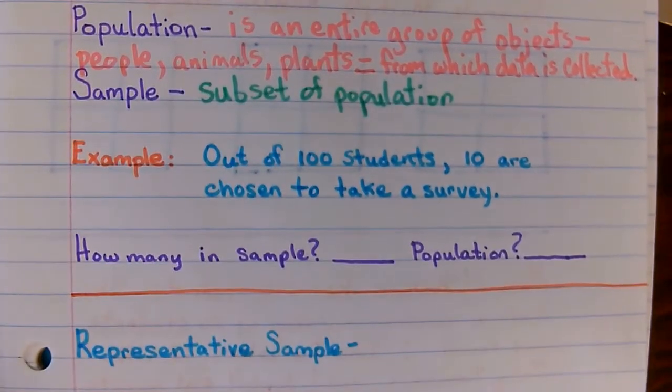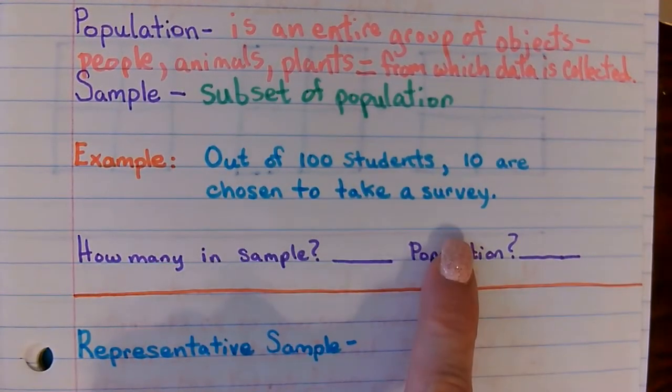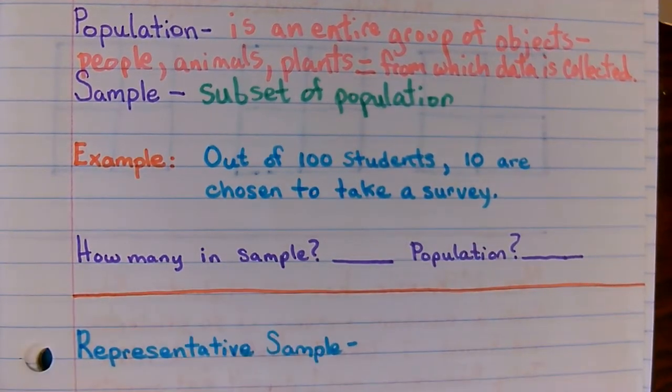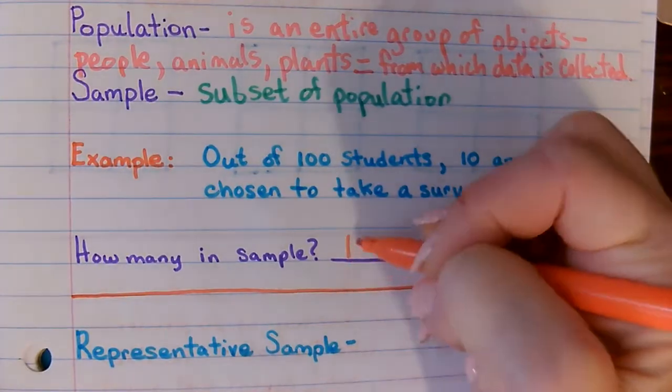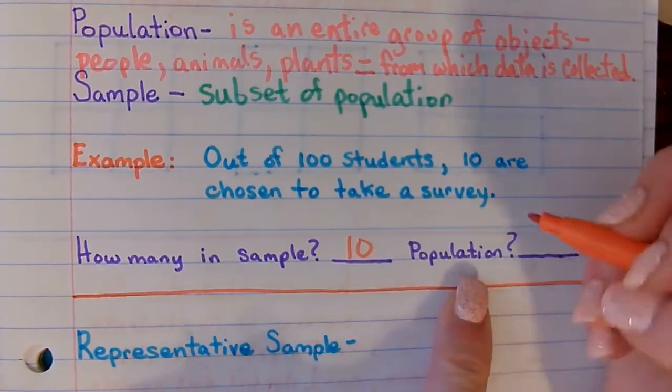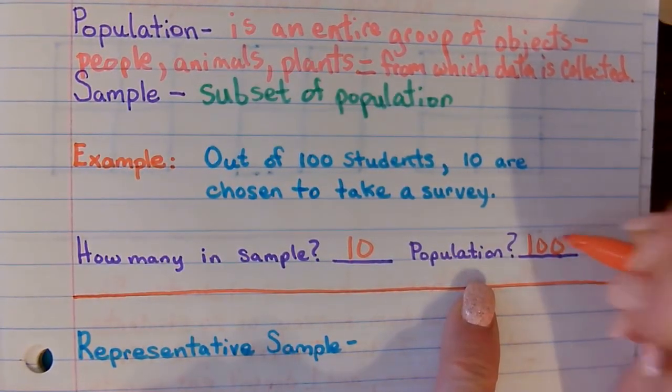So let's look at an example. Out of 100 students, 10 are chosen to take a survey. And what we're doing is, how many would be in the sample? Okay, so 10 would be in the sample. And how many are in the population? That's the total group of 100.